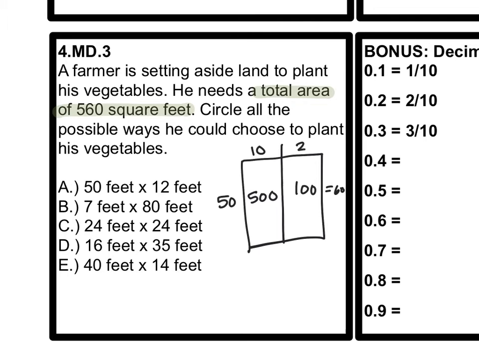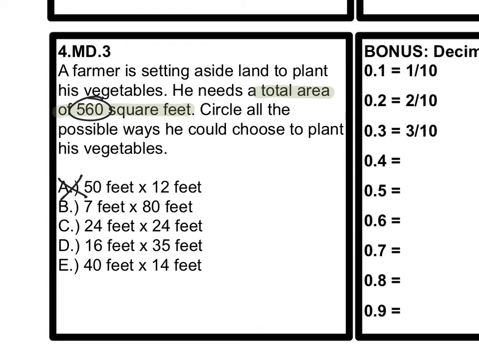500 plus 100 is 600, so A is not an option for us. It has to equal 560. Gotta go ahead and erase. Try again. So my next one is 7 times 80 feet.